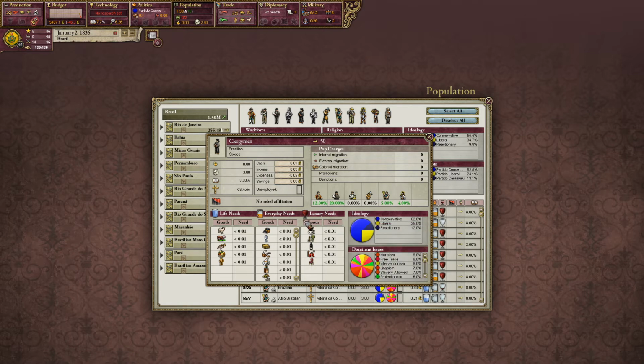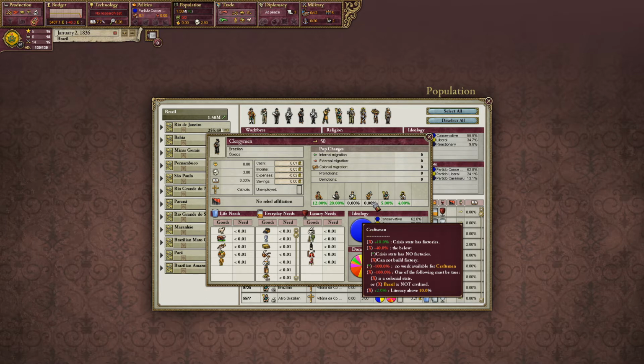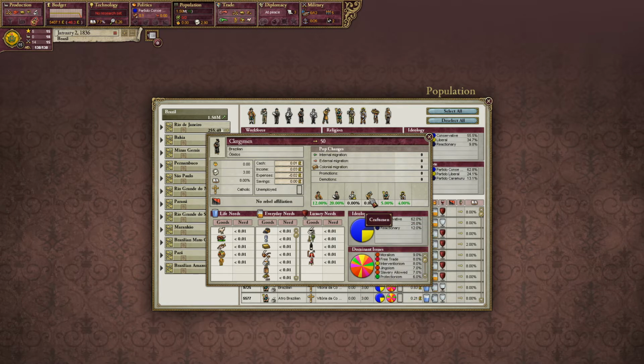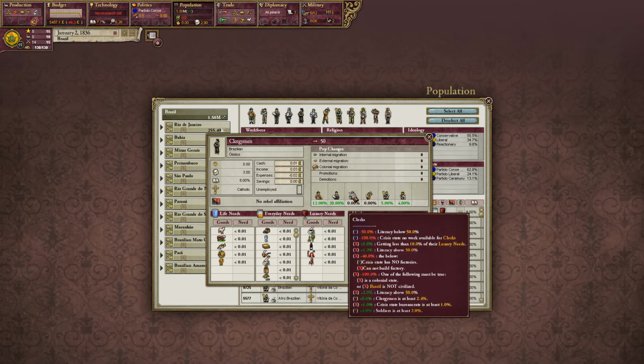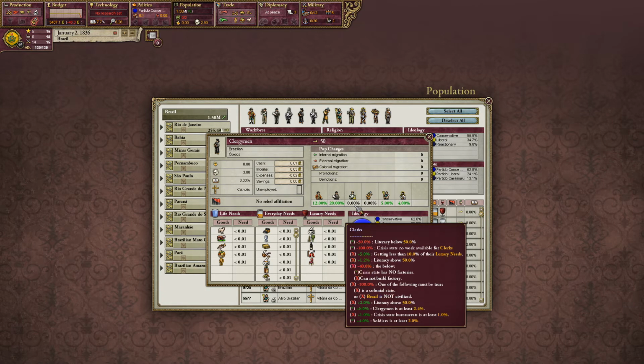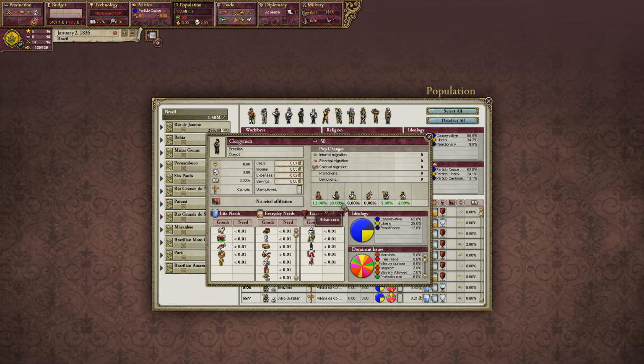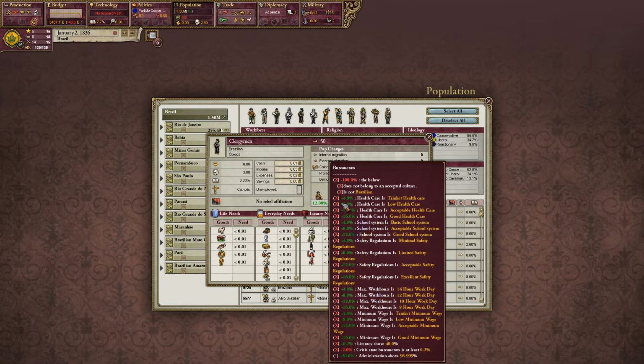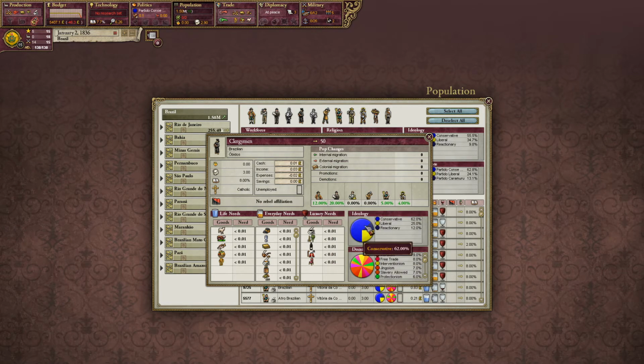So the clergymen have a 12% bonus to becoming aristocrats, 20% for bureaucrats, 5% for farmers, and 4% for officers. However, if the right conditions are met, it is possible that these clergymen could become clerks or craftsmen. If you hover over all of them, you can see the exact things that make that happen. And again, you can see their ideology and their dominant issues.